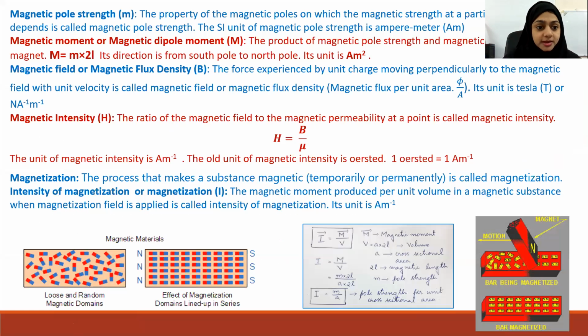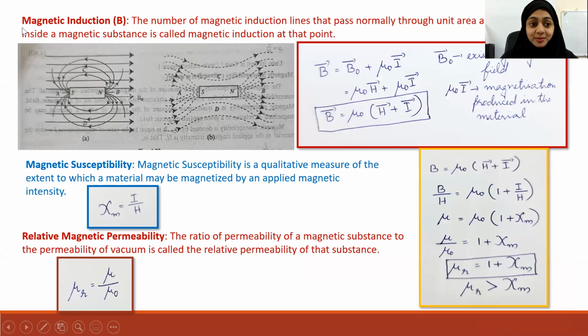Here we told that B, magnetic field B, is the same as magnetic field. This is the same as magnetic flux density, that is number of field lines per unit area or magnetic flux per unit area. And B is also called magnetic induction. So there are three names for B. And when you say magnetic induction, it means the magnetic field inside this magnetic substance, which is magnetized.